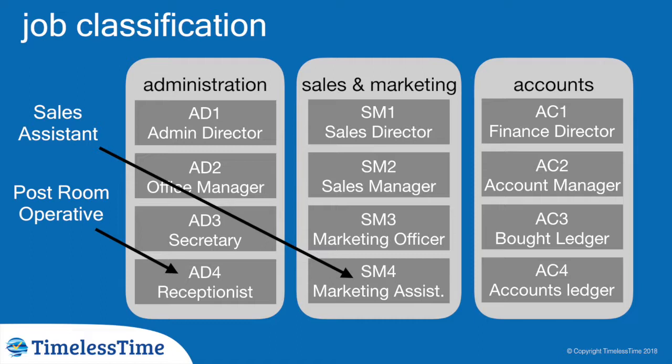Having established this structure, having established that the marketing officer is paid more than the marketing assistant, and having established a salary for these, then we can go across the whole company and say, where does the sales assistant fit? The sales assistant is an equivalent job to the marketing assistant, and we'd expect the salary to be the same. Similarly, the postroom operative would be the same size as the receptionist, and so on.